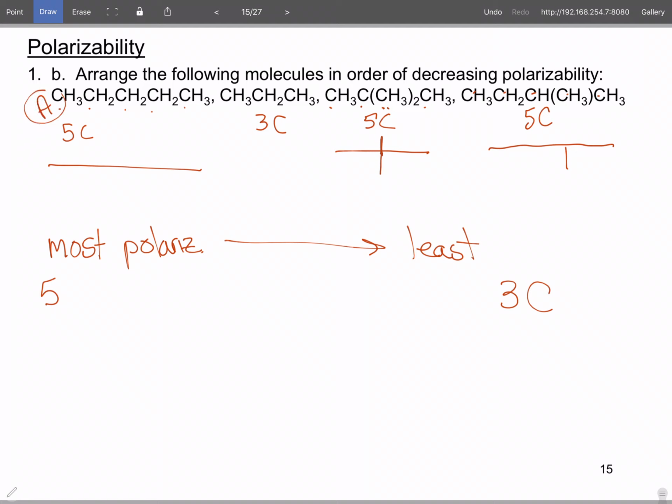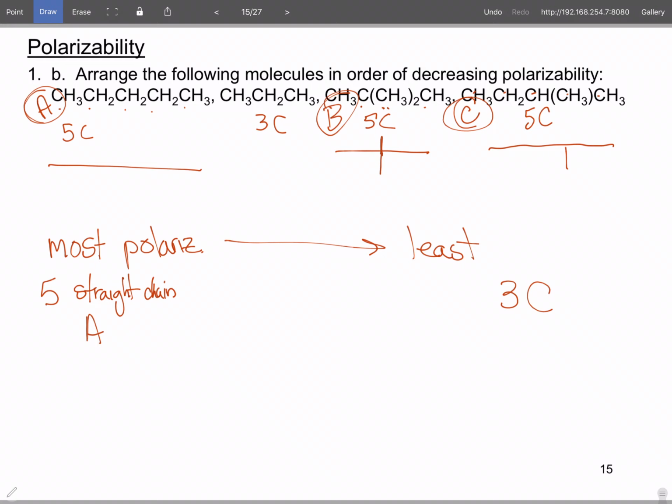So I'm going to call this one A, this one B, and this one C. Okay, I could rewrite the structure, but that gets a little wild. So the most polarizable is going to be the 5 carbon that's a straight chain. We call those chains in organic. So that would be A.